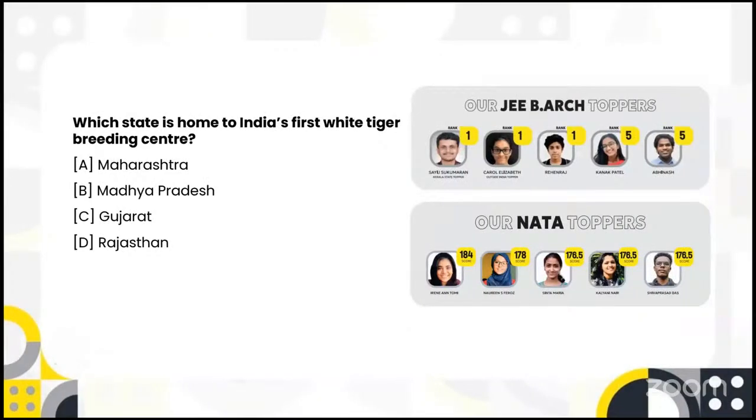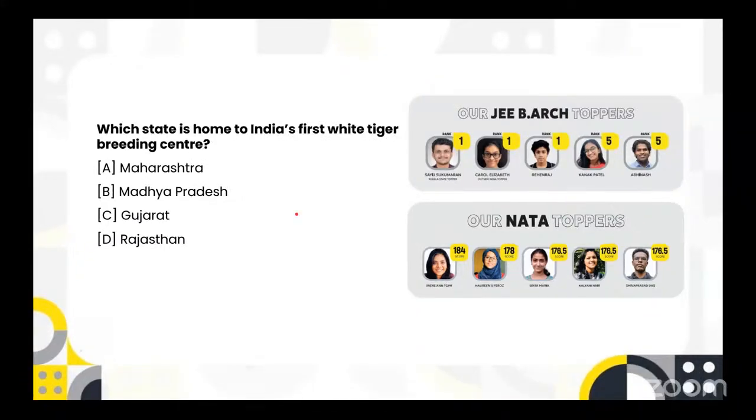Next one. Which state is home to India's first white tiger breeding center? You might have heard of many types of tigers like the Bengal tiger and Siberian tiger, but there is something known as the white tiger also. White tiger is not exactly a new species, but because of some pigment, it is white. Okay, all right. So the breeding center is in Rewa.